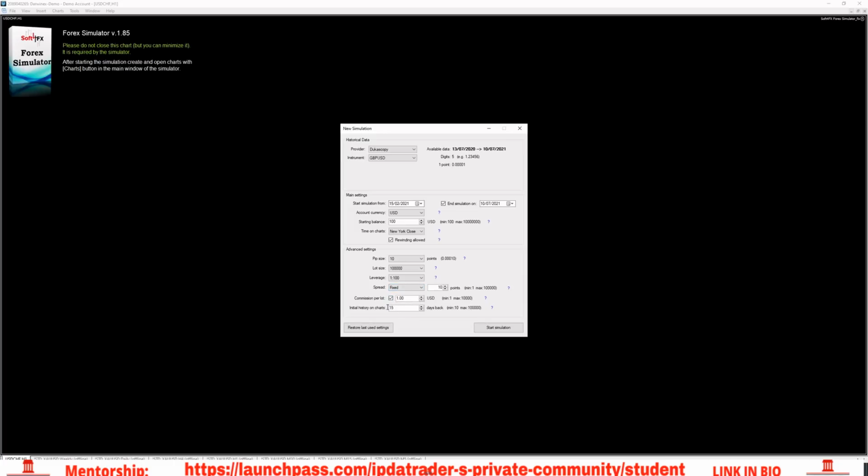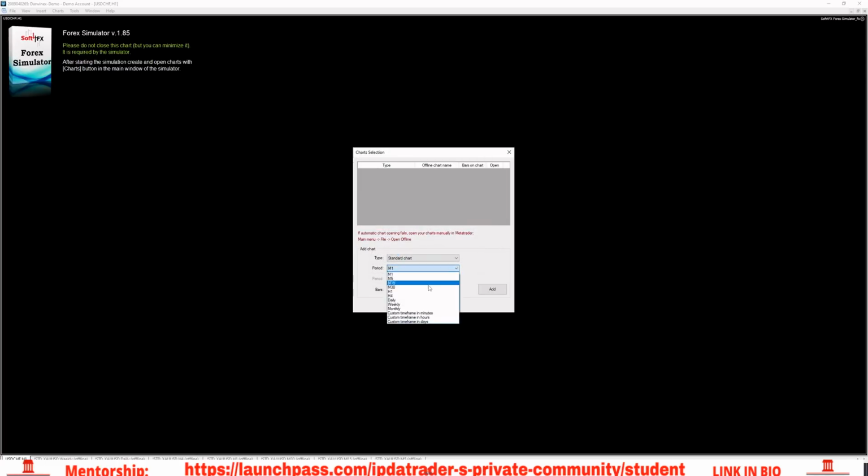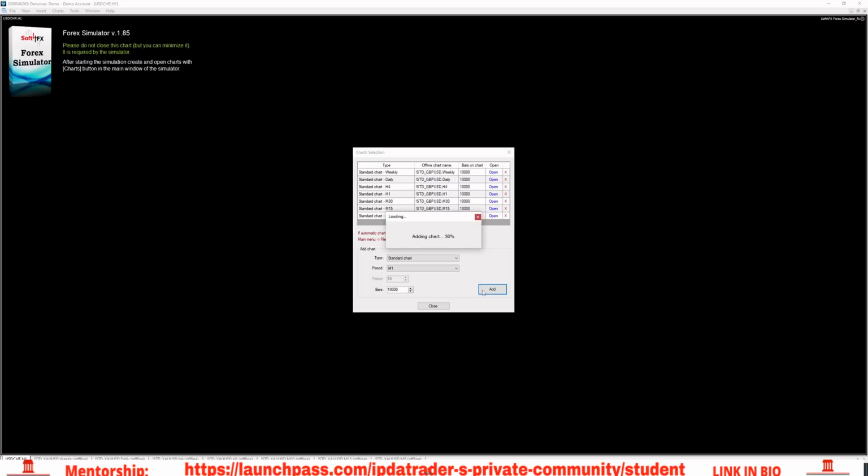We're going to be using a fixed spread of 10 points. That's good. We're going to be adding commissions. Let's say we want to have a $1 commission per lot. That's actually pretty good. And we want to have some history in the charts, right? Because that way I may be able to understand what's happening at that point without the necessity of really pushing the price forward, right? So let's start the simulation. And now we have to add some charts, right? Well, so we're going to be working with the weekly time frame. We're going to be working with the daily. Let's see over here. We're going to be working with the 4 hour, the 1 hour, 30 minutes, 15 minutes, 5 minutes, and 1 minute charts. That's going to be good.